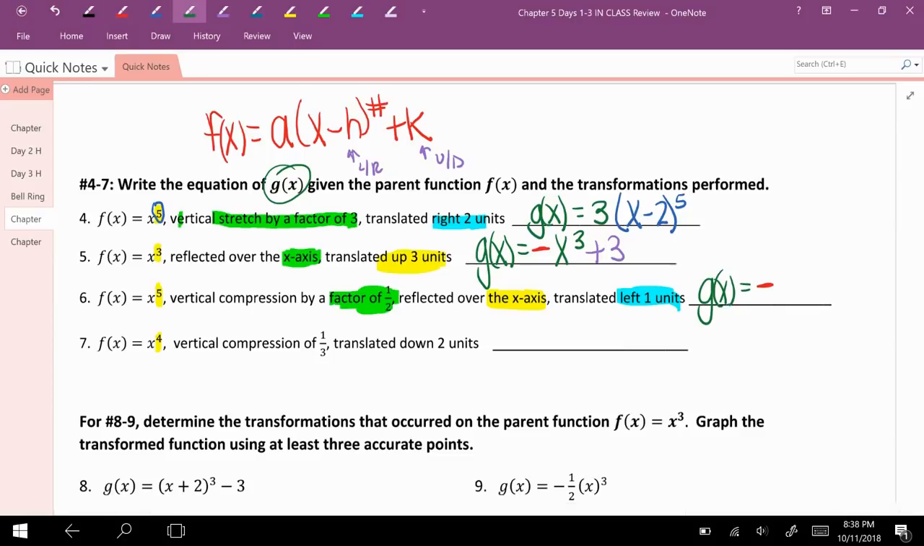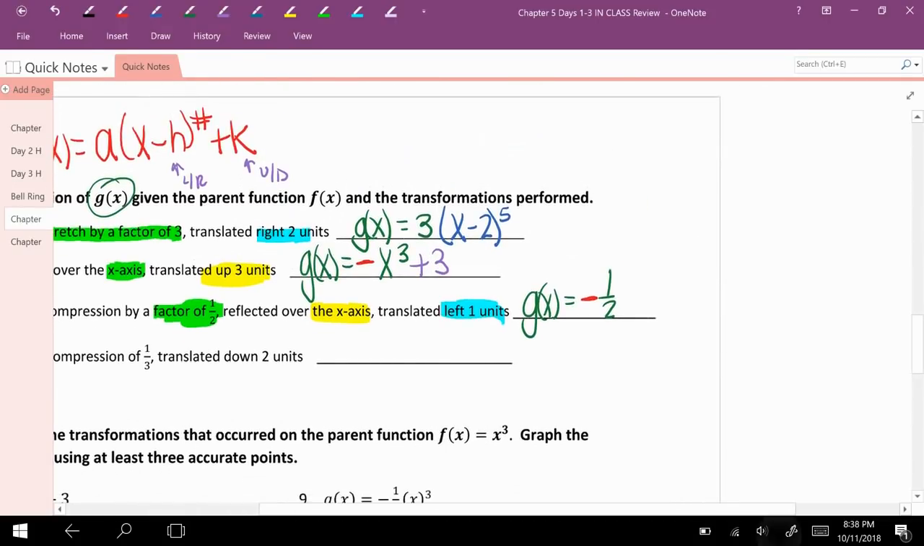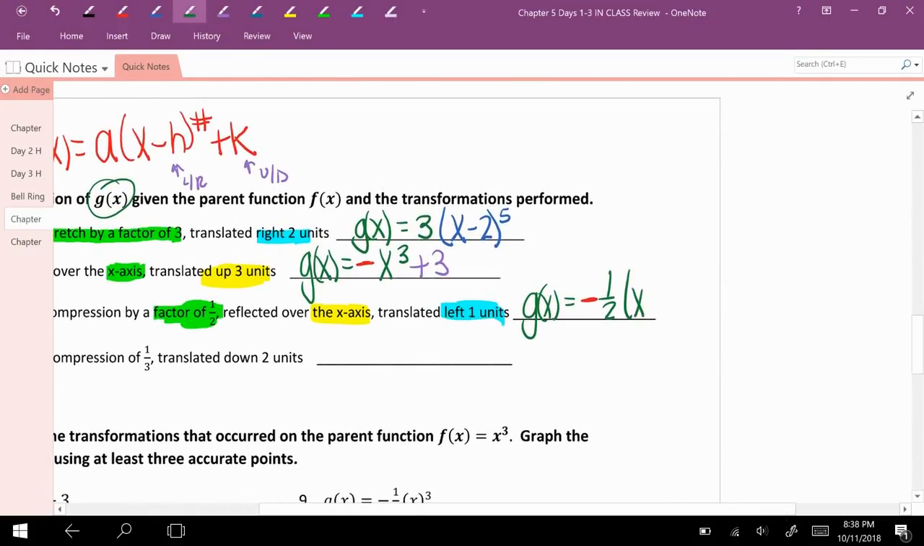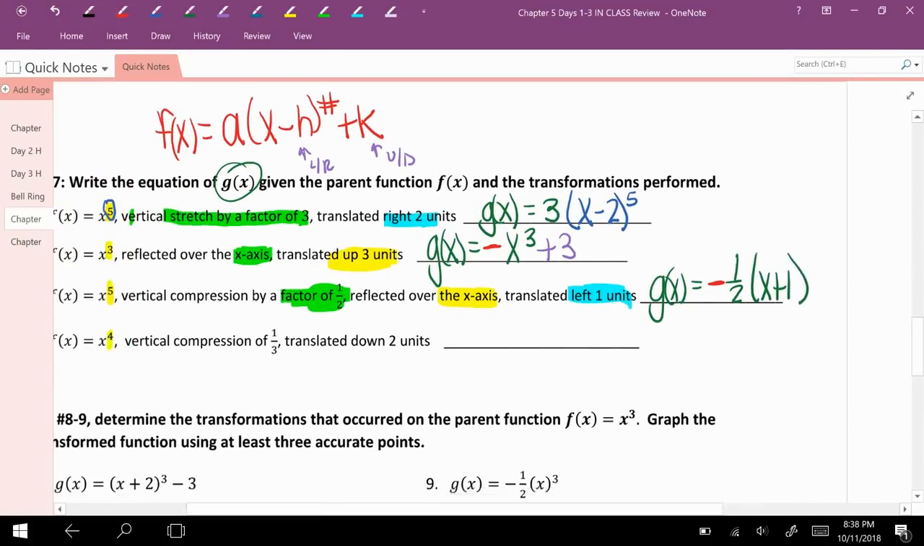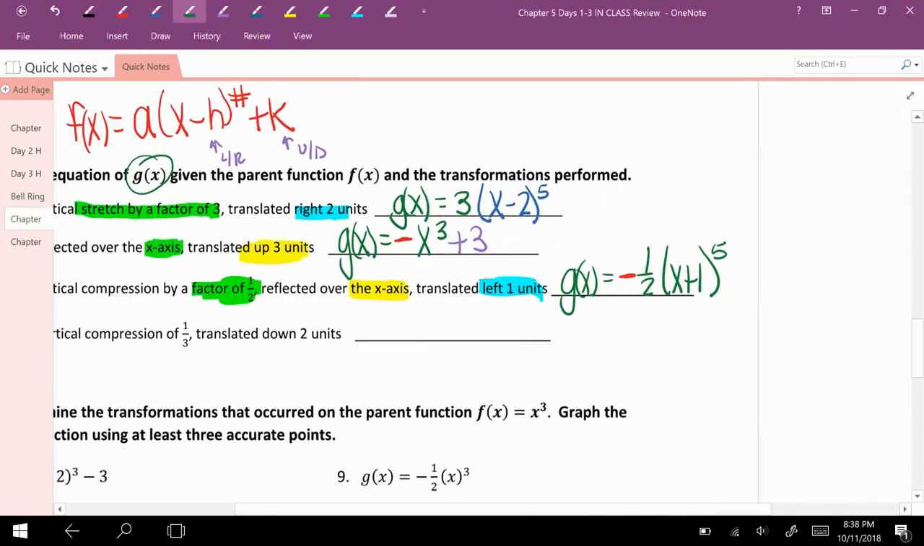Then I have a stretch by a factor of 1/2 that goes in the front. And then left 1 unit, that's the h value. I don't even have a k value here. Okay, so I have x plus 1, because that means left. Now look back and see what power we're in. We are in 5, so I'm going to put that degree of 5 there. Again, there's nothing to write here because we're not going up or down.